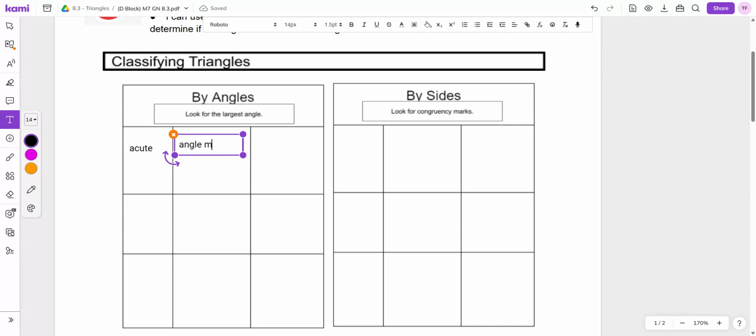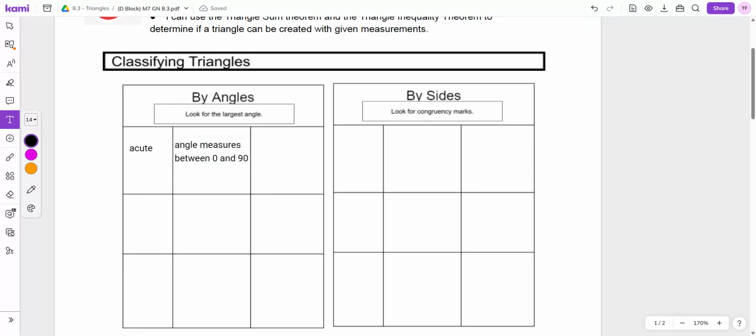So angle measures between 0 and 90 degrees. I'm not going to take the time to put in the little degree marks, but just know that they're supposed to have the degree marks. All right, so what does that look like? It looks something like this. It doesn't have to look exactly like that, but it looks something similar to that.